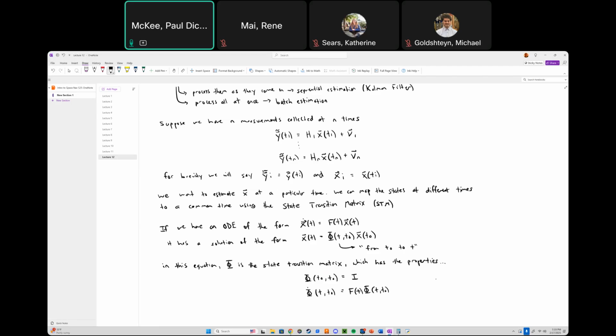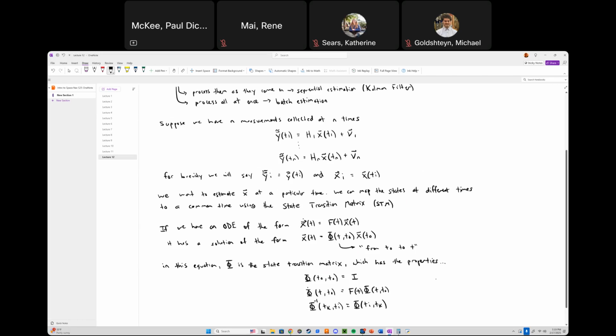Okay. Also, it stands to reason that this matrix should be invertible. You should be able to go backwards in time, right? No particular reason that you need to map forwards in time. So let's say we're going from ti to tk, and we invert it. Well, that ought to take us from tk to ti, right?